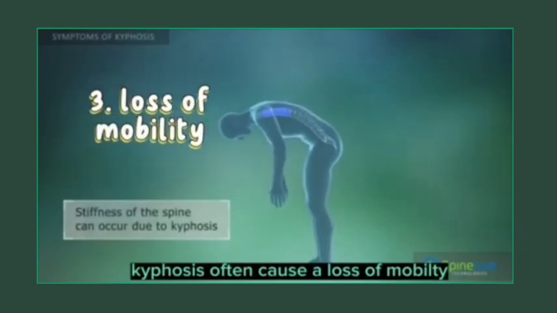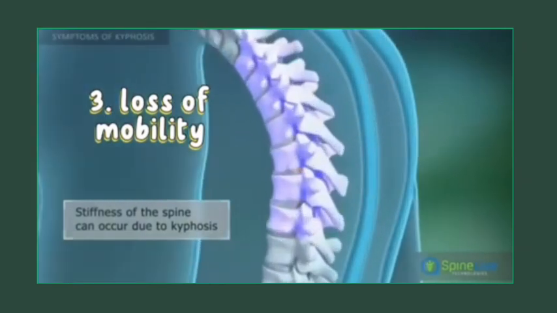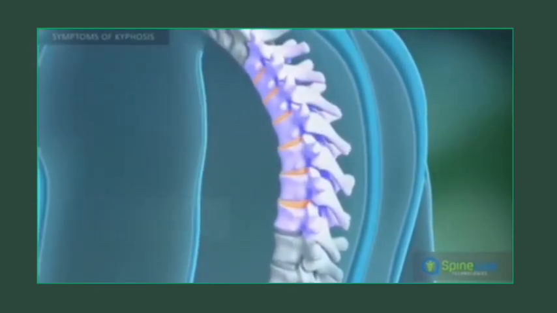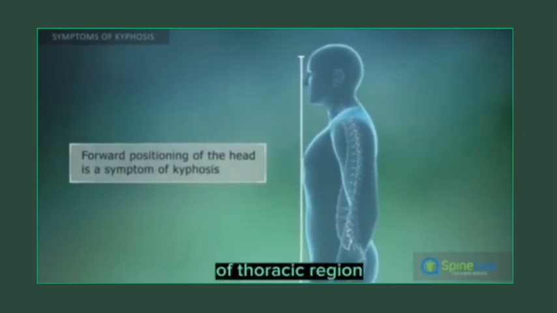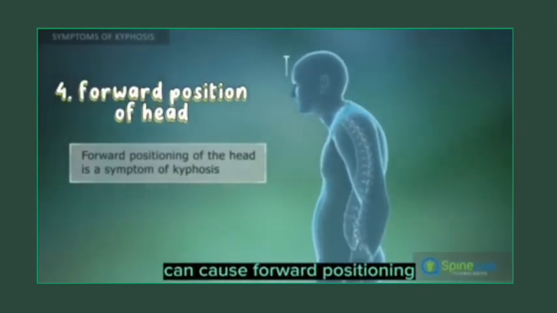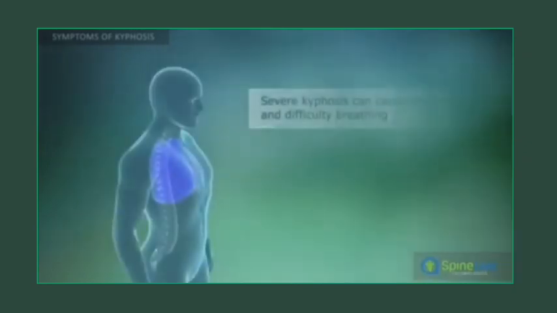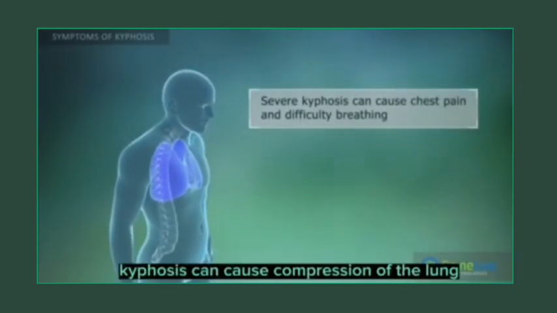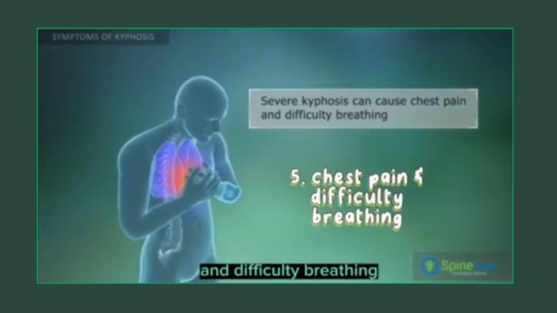Kyphosis often causes loss of mobility in the spine because of intervertebral disc degeneration. Spinal kyphosis and immobility of the thoracic region can cause forward positioning of the head, when compared to the rest of the body. In severe cases, kyphosis can cause compression of the lungs. This can result in chest pain and difficulty breathing.